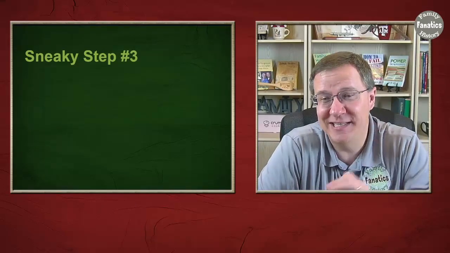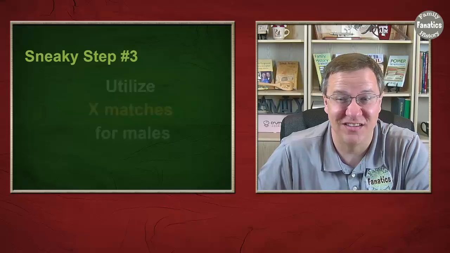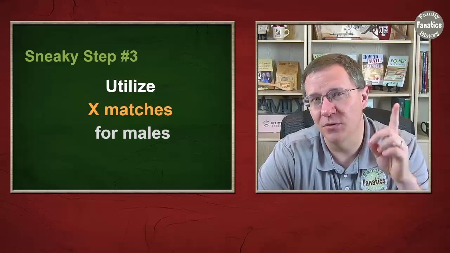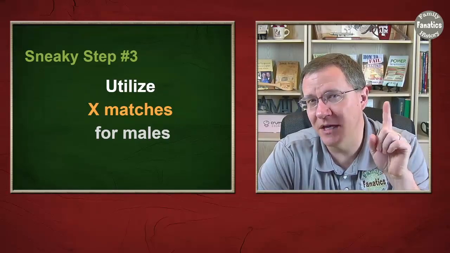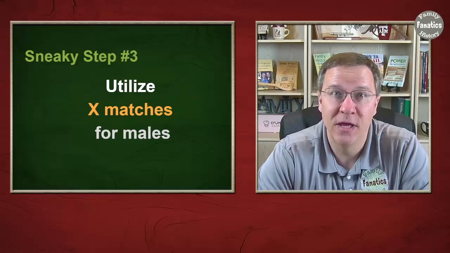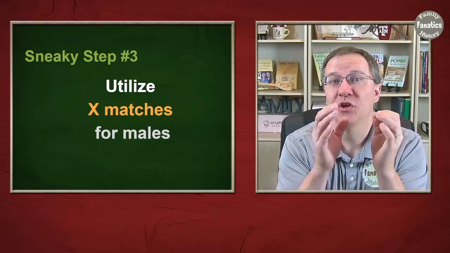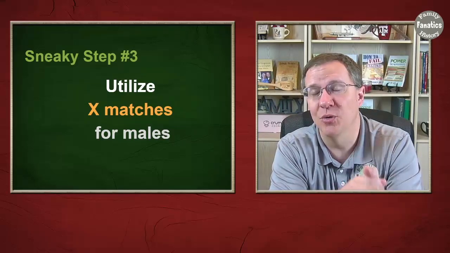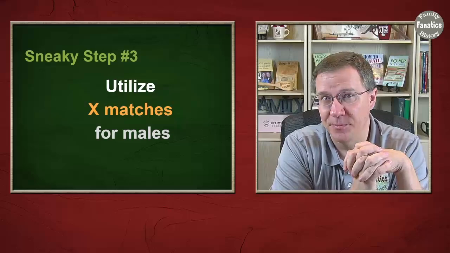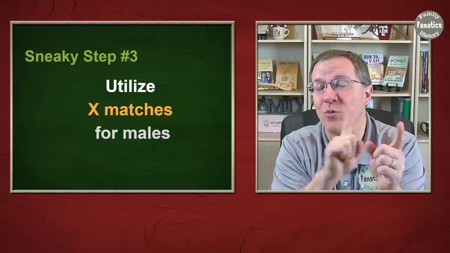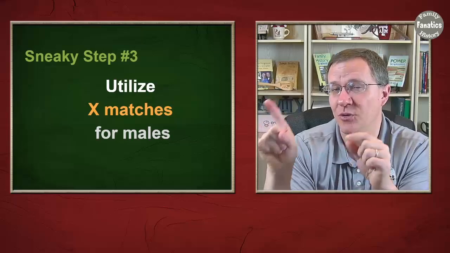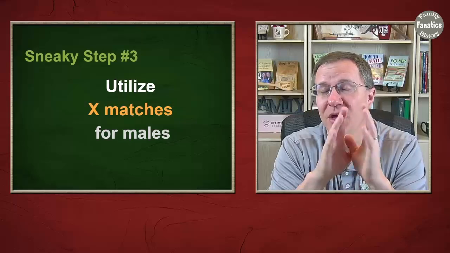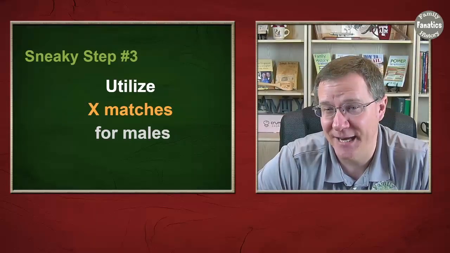And this doesn't apply to everybody, and that's why I call it the sneaky step. This is a case where, for males, you could actually use your X matches. Because you only have one X chromosome, and that came from your mother, all of the matches that you share X DNA with are on your maternal side. So you can separate some. Now, these don't represent all the matches that you're going to have on your maternal side, but all of them that you do share an X with are from your maternal side.